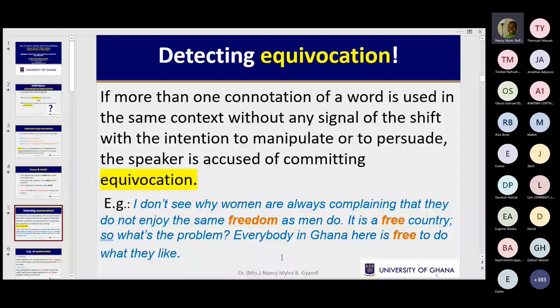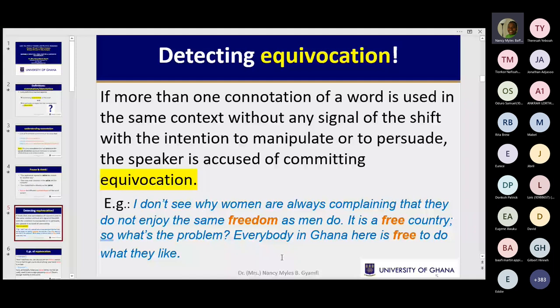So you conclude, therefore, that she must be put into an institution. But the first use of the word mad and the second use of the word, madly in love, don't coincide. You're using the word mad repeatedly, but the meanings associated with the two are not the same. Yet you want to make it look as if they refer to the same thing. That is what we call equivocation. Okay.